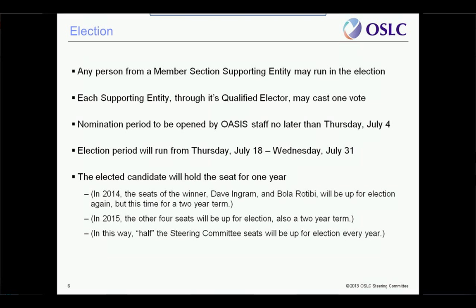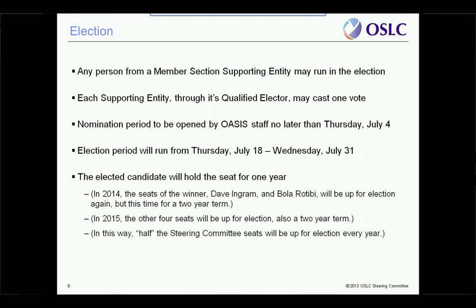So the nomination period needs to be at least 14 days ahead of the start of the election. And I believe because Thursday, July 4th happens to be a holiday in the U.S., OASIS staff is planning to open the nomination period ahead of that time. So keep an eye on your email for that to happen. And then the election period is also 14 days and will run from July 18th to July 31st, meaning that we will know who the elected candidate is by the 1st of August.